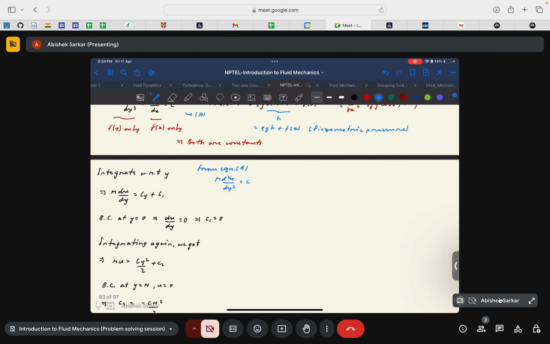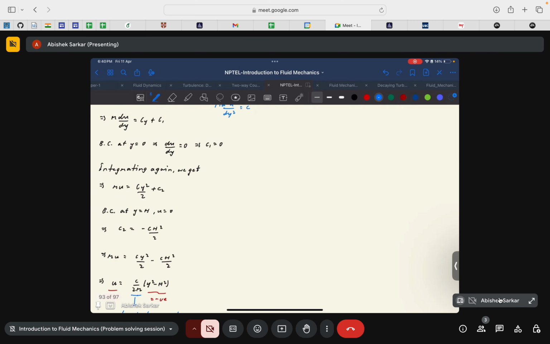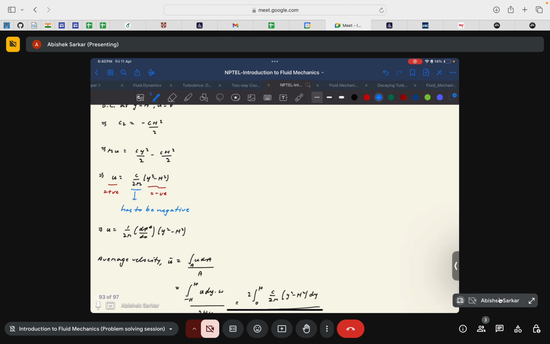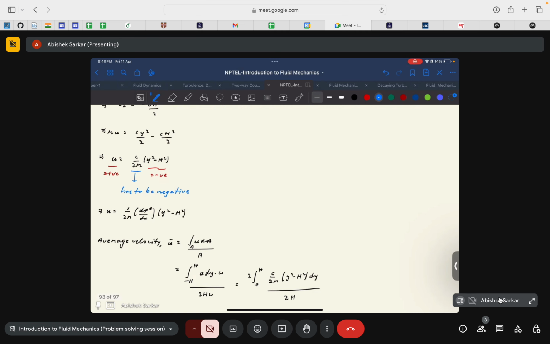And if you again integrate this equation, we will have mu u is equal to cy square by 2 plus some constant c2. Now if we apply the boundary condition that at y equal to h, u equal to 0, then we get c2 is equal to minus ch square by 2, or mu u is equal to cy square by 2 minus ch square by 2, or u is equal to c by 2 mu times y square minus h square.